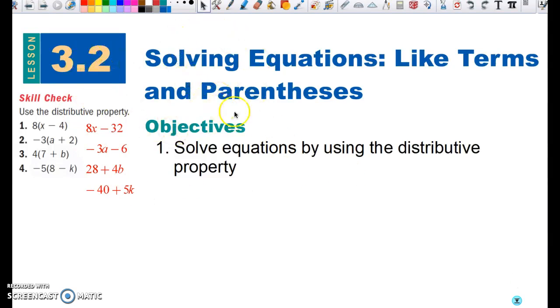So our goal in this lesson is to build on what we did last lesson and solve equations by using the distributive property. And that's why we had to practice at the beginning, just to make sure that you were ready. And so hopefully that made sense. If you need to pause or replay the video at any time, make sure to do that.